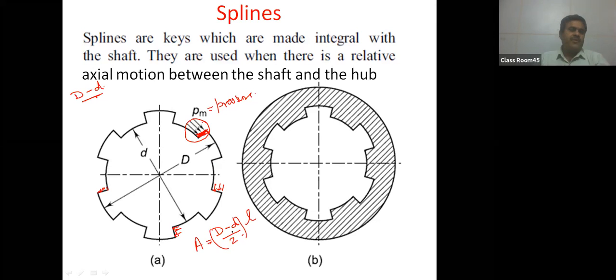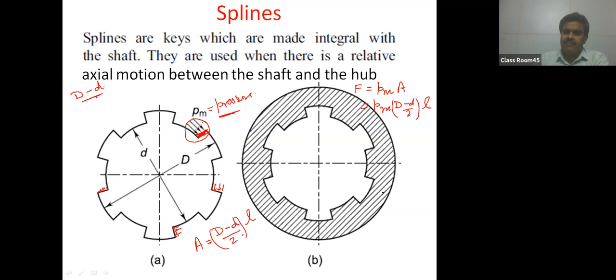Okay. So if I multiply this area by the pressure, then I will get the force. So force is nothing but PM multiplied by area. So I can say it is PM multiplied by D minus d by 2 multiplied by L. So this is my force generated.